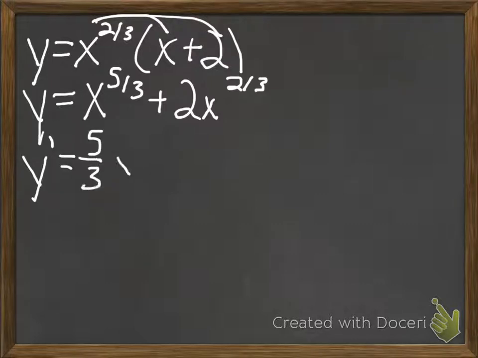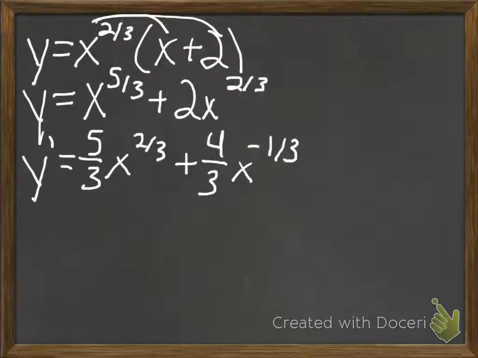So now you have to take the derivative of that, and that'll turn out to be 5/3 x to the 2/3. Remember, you have to lower the exponent by 1, plus 4/3 x to the negative 1/3. And you get that by subtracting 1, so it would be minus 3/3, and that's how you get negative 1/3.